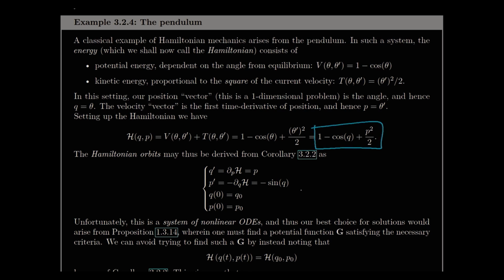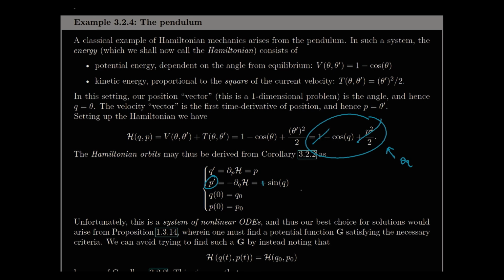So once I have this, I can construct a system just following its definition. Q prime is always the gradient in p. This is a one-dimensional problem. What's the gradient in p here? It's just the partial derivative in p. Partial derivative in p, you'll notice, is just p. P prime needs to be the partial derivative in q, or the gradient in q, same thing. The 1's gone, the p squared over 2's gone. I get negative sine of q.